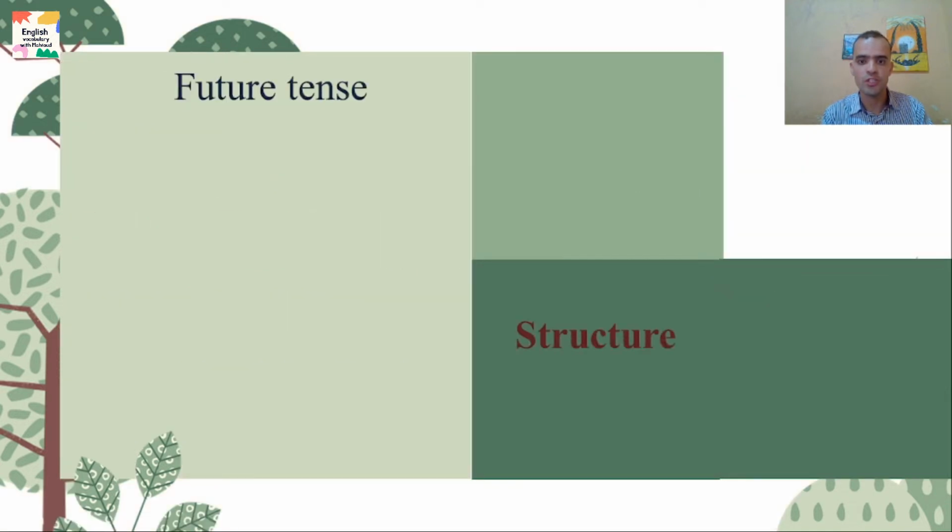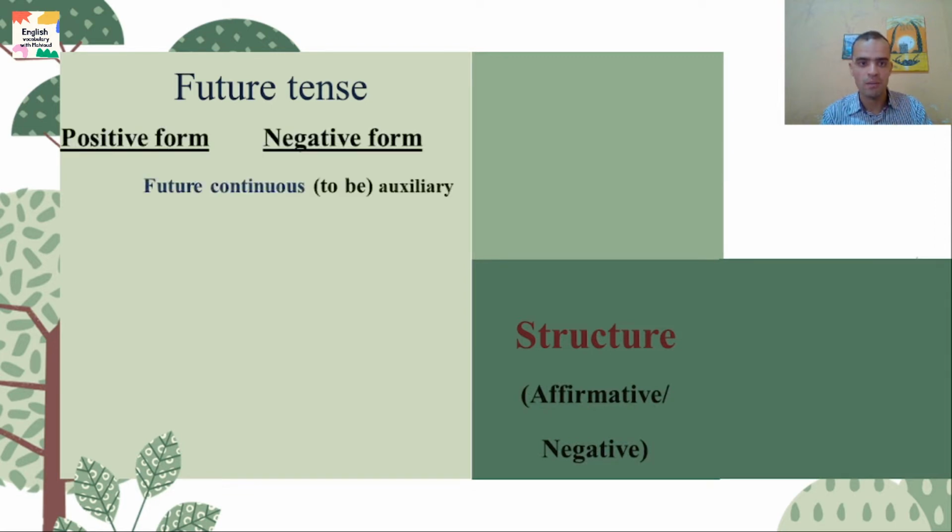So we are still with the future tense, and we will talk about the structure again, but now with the future continuous. Okay, so let's see the structure first. I will be eating. This is a positive form of the future continuous. I will not be eating. This is the negative form.